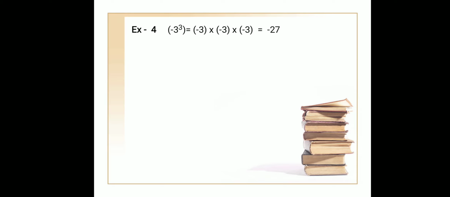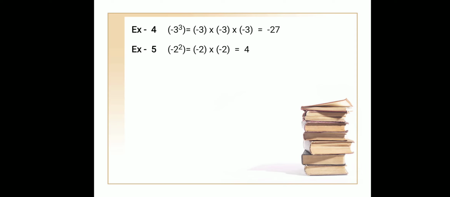Another example, minus 3 raised to the power of 3. Here the base is minus 3, that means the base is a negative number. So minus 3 multiplied by minus 3 multiplied by minus 3. We know that minus 3 multiplied by minus 3 is plus 9, because minus minus becomes plus, and 9 multiplied by minus 3 is equal to minus 27. So our answer is minus 3 raised to the power of 3 is equal to minus 27.